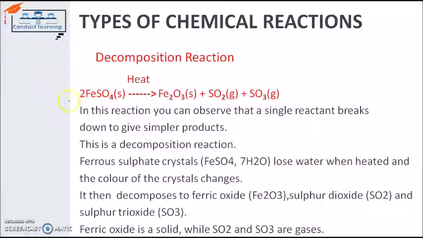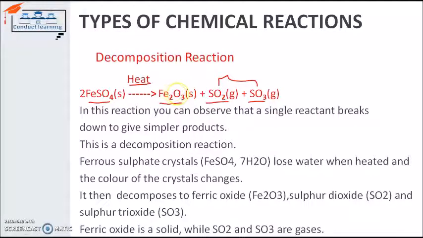When we burn ferrous sulfate with heat, the formula for ferrous sulfate is FeSO4. The 2 is the number of molecules of ferrous sulfate taken. When we heat up the ferrous sulfate, it will be decomposed into three different products, as you can see there, 1, 2 and 3. The first product is ferric oxide, another is sulfur dioxide, and the third is sulfur trioxide. Sulfur dioxide and trioxide are both gases, and ferric oxide is a solid.